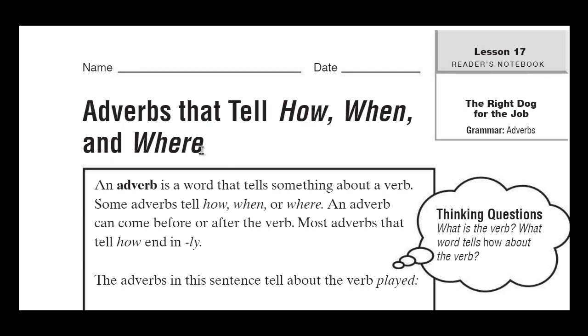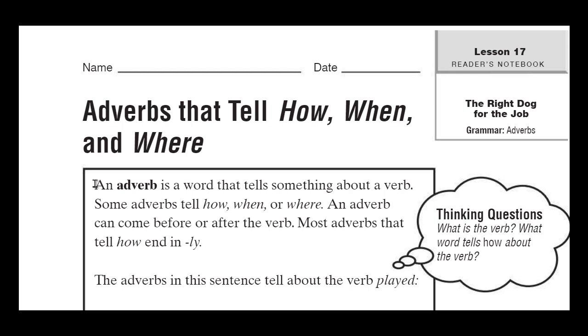Let's start with the definition, okay? An adverb is a word that tells something about a verb. Some adverbs tell how, when, or where. An adverb can come before or after the verb. Most adverbs that tell how end in ly. This part is theoretical. It's only words. Some of you may get the point out of it, and others can still find a little bit of difficulty. For both, don't worry, I'm here.